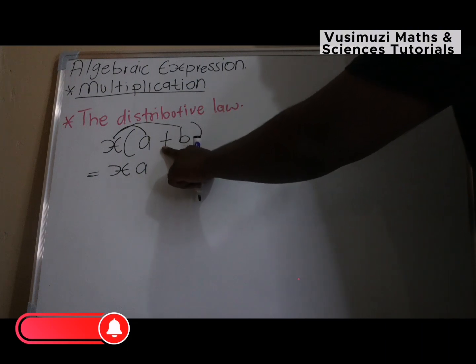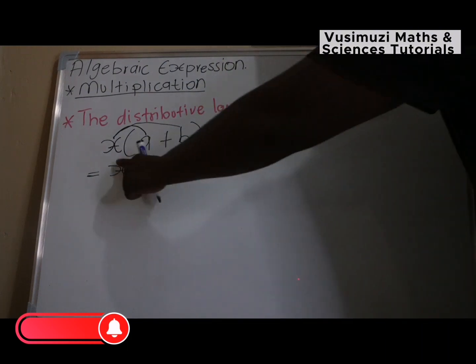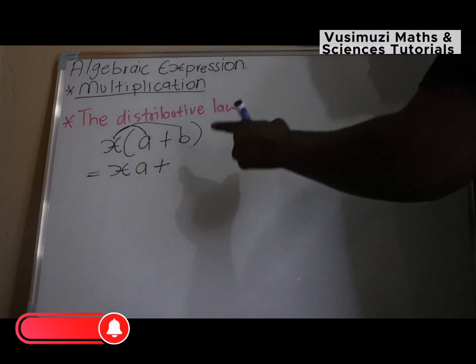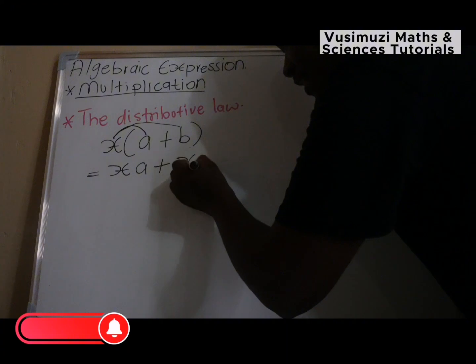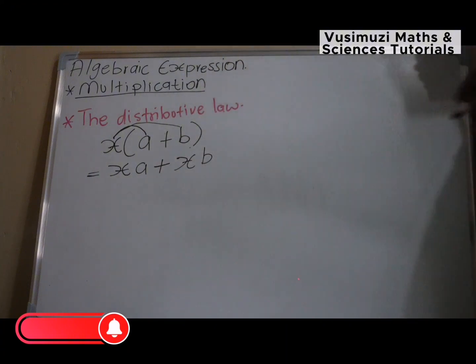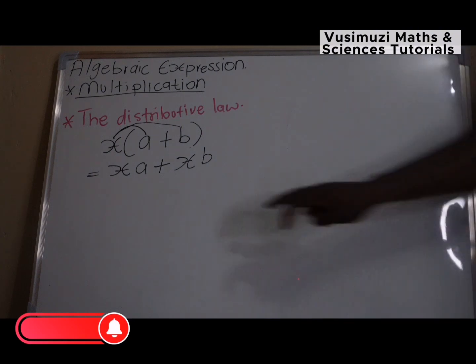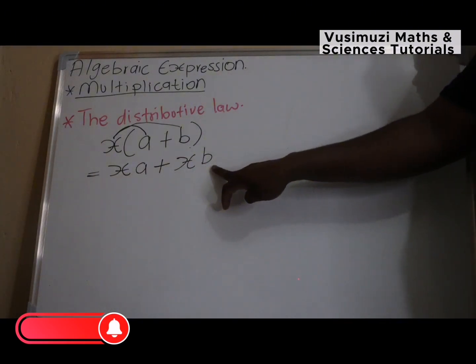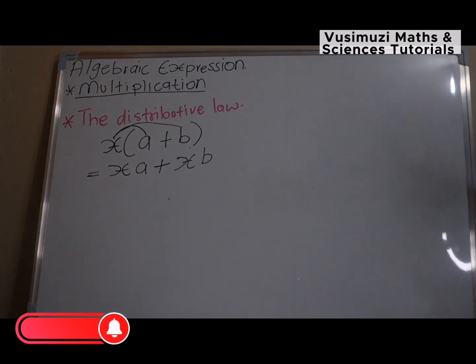Then plus, you've got plus in the middle, you bring it down, plus the very same x is going to multiply b. x and b are not like terms, therefore you bring them down together. If they're not like terms, you bring them down together. Therefore, this is your answer. You are done. There are no like terms here. It's xa and xb, they're not like terms, those two terms.